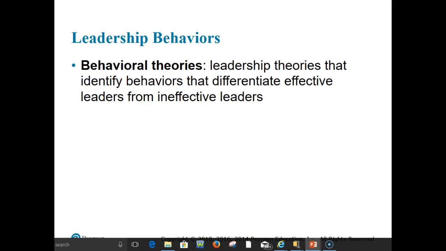Like I said earlier, one of the behavioral theories, leadership theories that identify behaviors that differentiate effective leaders from ineffective leaders. So I'm going to say that again. Behavioral theories are leadership theories that identify behaviors that differentiate effective leaders from ineffective leaders.